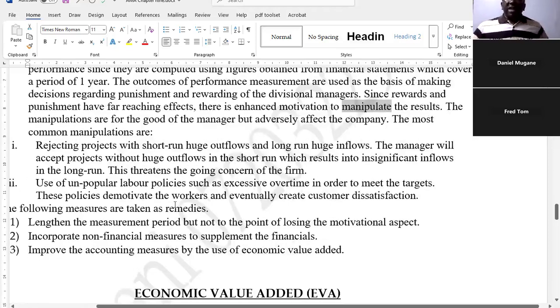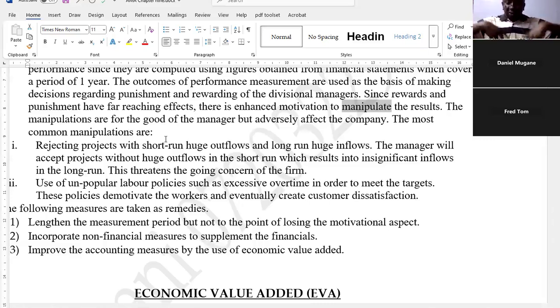Now, there are 2 main ways in which managers manipulate the results. One, they reject a project which has short-run outflows, but long-run inflows. And if this is happening, we are threatening the going concern. It's like someone who does not want to invest. Yeye anataka akilipwa mshahara anakanga tu nayo, anasikia kwa mfuko ako na pesa. Now that person is rejecting the short-run outflow, but they are going to affect their future because they don't have anything that is going to secure their future.